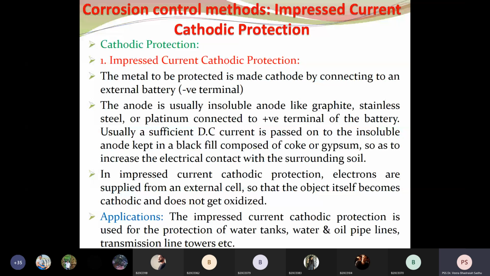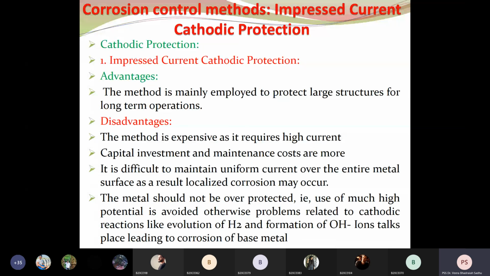The application of this method is in water tanks and some underground water or oil pipelines and transmission line towers. So what are the advantages and disadvantages? The main advantage is you can use this method to protect large structures of metals for long-term operations. But the disadvantage is it's very expensive, so it requires high current, and you need some capital investment for this method.